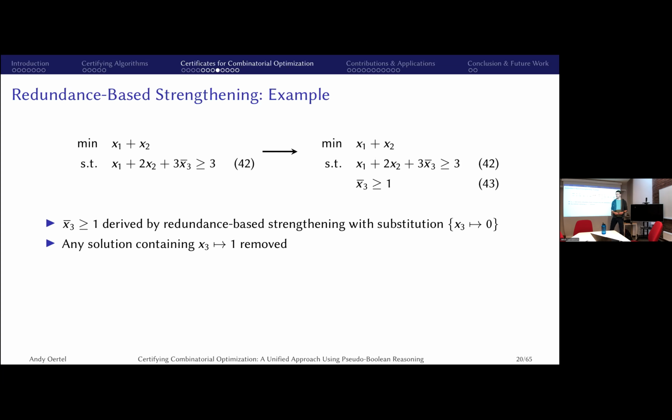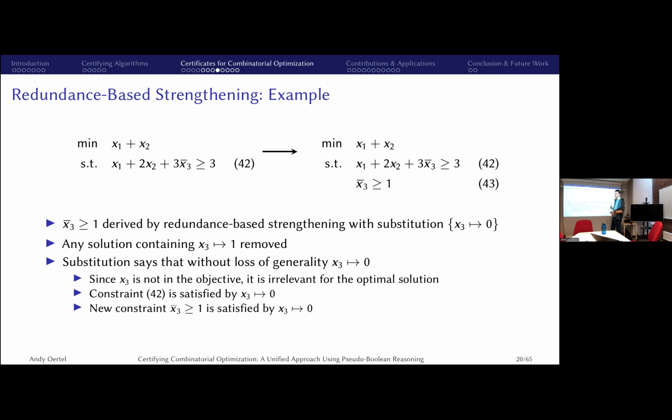And why is this valid? Well, x3 does not appear in our objective, so setting x3 to 0 doesn't make our objective worse. So we still have a good solution with respect to the objective. Then, setting x3 to 0 for constraint 42 only makes things better, because it satisfies constraint 42 even more. And the new constraint is also satisfied by x3 being 0. So without loss of generality, setting x3 to 0 is a good idea.